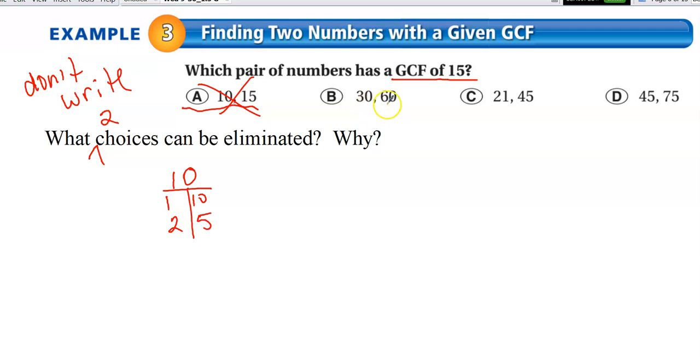Okay, so I'm going to look at 30 and 60. I know that these are both divisible by 15. I just don't know if the GCF is 15. So I'm going to skip it and say that one makes sense for a possibility.